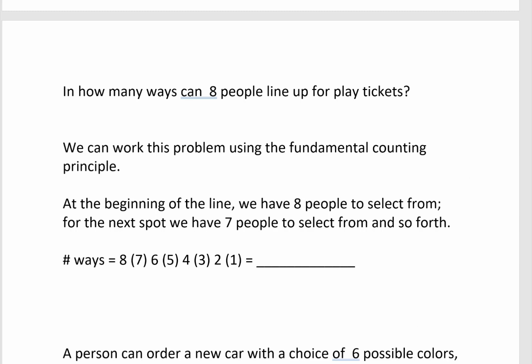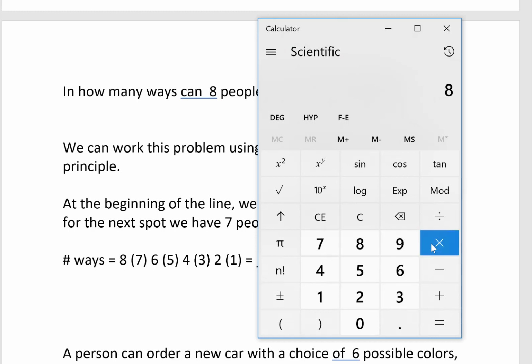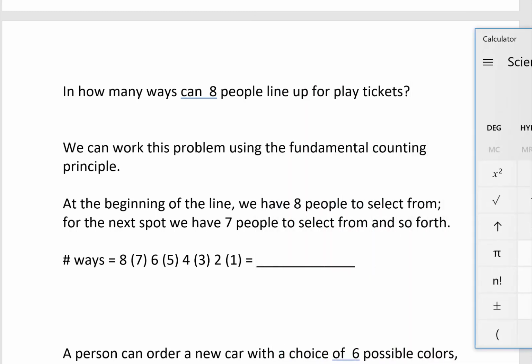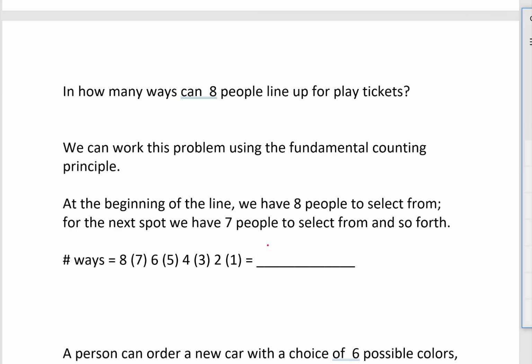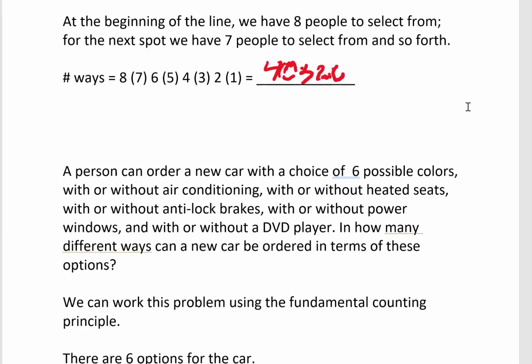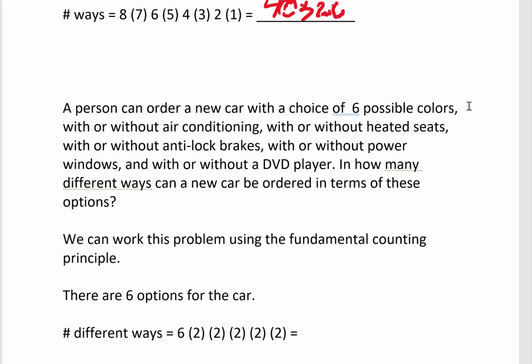And again, let's get my calculator up, and I'm going to take 8 times 7 times 6 times 5 times 4 times 3 times 2. So I've got 40,320 ways that those 8 people can stand in line for the tickets. 40,320.